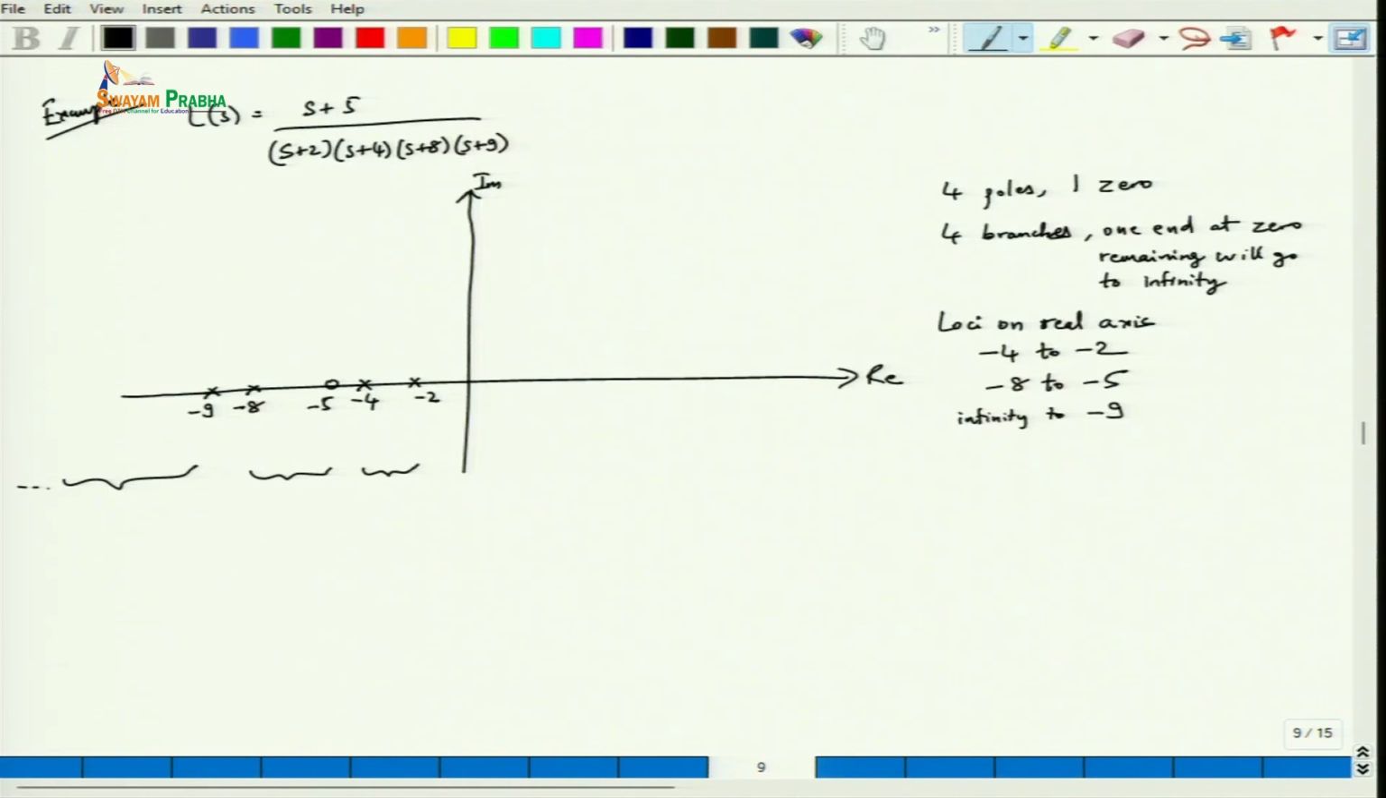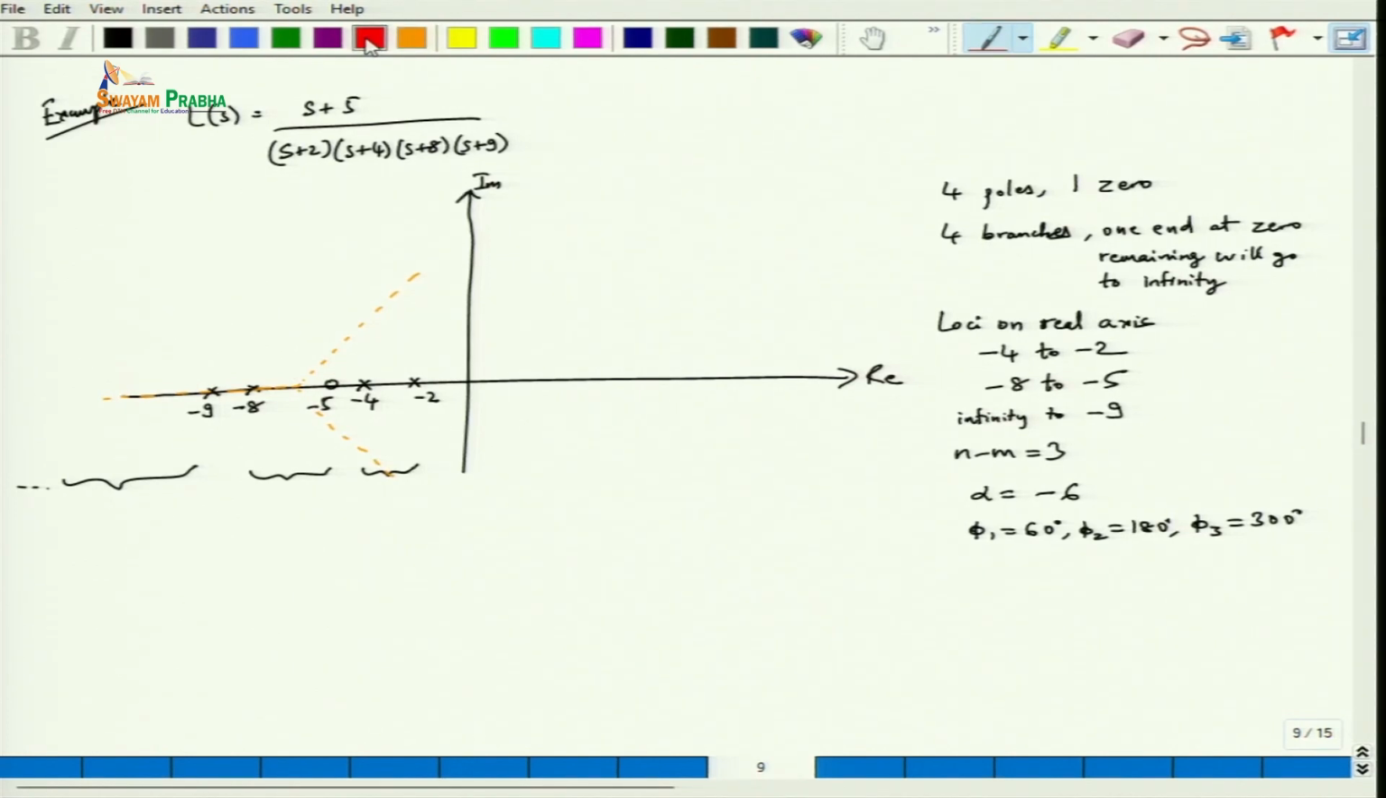So now the next part is the value of n minus m is equal to 3. So there will be 3 asymptotes and alpha is equal to -6, and the 3 asymptotes are phi 1 equal to 60 degrees, phi 2 equal to 180 degrees and phi 3 equal to 300 degrees. So starting from -6, you will have these asymptotes.